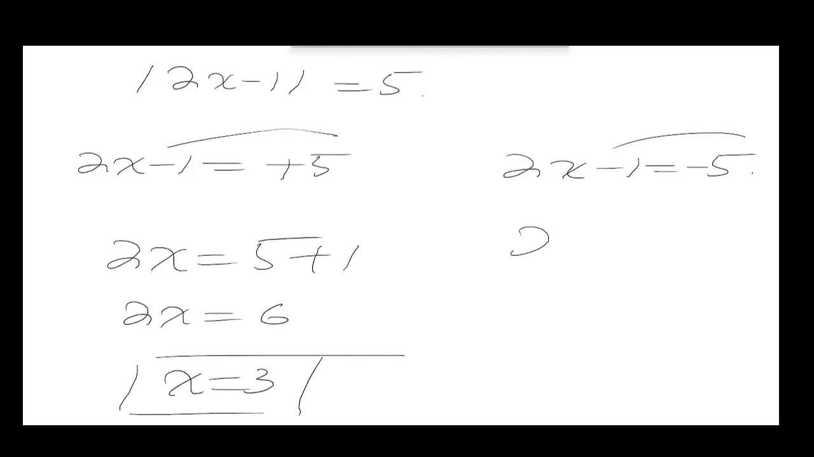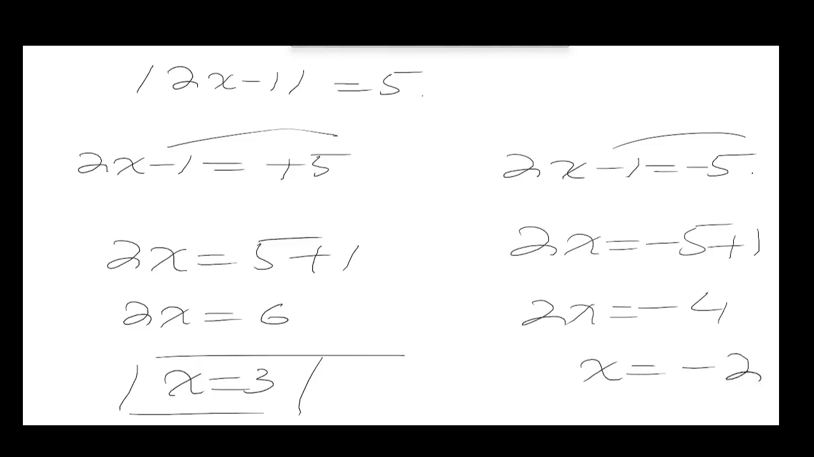After that, here we have 2x is equal to minus 5 plus 1. So minus into plus is minus, the sign will also be minus. So 2x is equal to negative 4. So x will be negative 2. So this is our answer.